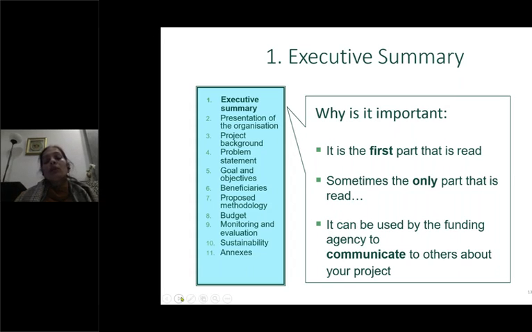And it can be used by the funding agency to communicate to others about your project. Most international projects ask for two separate files: one is the executive summary and the other is the detailed project proposal. They initially ask for the executive summary, maybe a 2-page summary. Once it is evaluated and approved by all the evaluators, they will ask for the complete project proposal. They don't want the reviewers to go through the whole project and then reject it, and that saves time at both ends. So that's why this is a very important thing to write. Next.